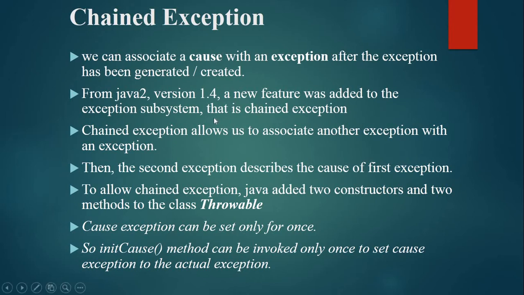From Java 2 version 1.4, a new feature was added to the exception subsystem, that is chained exception. Chained exception allows us to associate another exception with an exception. Another exception means the cause of the exception. The second exception describes the cause of the first exception. To allow chained exception, Java added two constructors and two methods to the class Throwable.